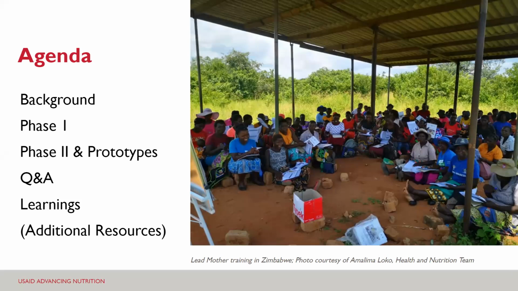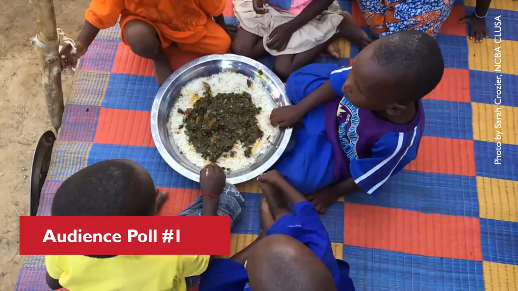So today we will look at the background of the USAID Advancing Nutrition research, hear the process and findings of phase 1 in both Zimbabwe and Malawi, and dive deeper into phase 2 and the prototypes co-designed by care group participants across communities in both countries. We're going to have about 20 minutes at the end for questions and answers and closing remarks, so that we can spend about half of our time listening and learning, and then half of our time discussing and really absorbing that information. We are going to begin today with a short poll.